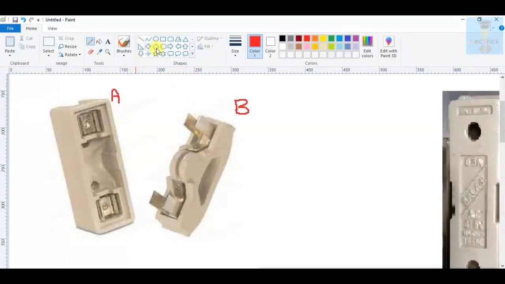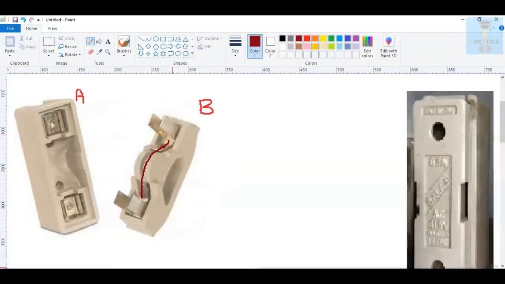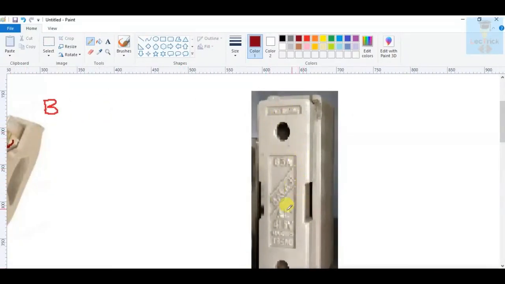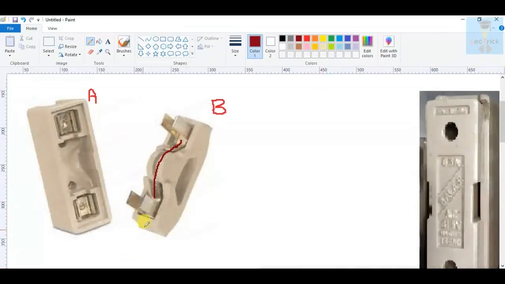I will draw the fuse wire also so that you can understand. You can see here the fuse wire. When you insert the fuse carrier into the base or channel, and the fuse is present, there is a complete path. Let's say this is entering and this is leaving. When you open your fuse, there is no path from here to here. So this provides a path.